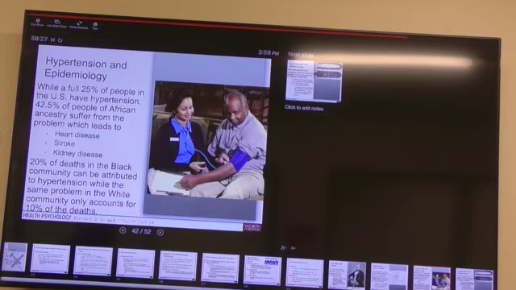While a full 25% of people in the United States have hypertension, 42.5% of the people of African ancestry suffer from the problem, which leads to heart disease, stroke, and of course kidney disease, blows out your kidneys, and then you have to go on dialysis. 20% of the deaths in the black community can be attributed to hypertension, while the same problem in the white community only accounts for 10% of the deaths. What the hell's going on?